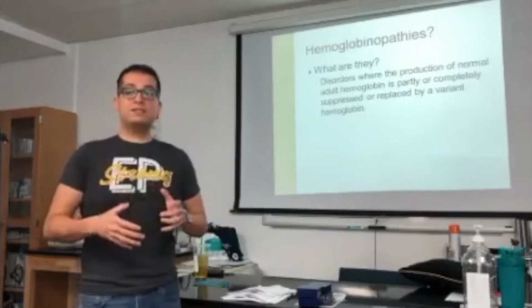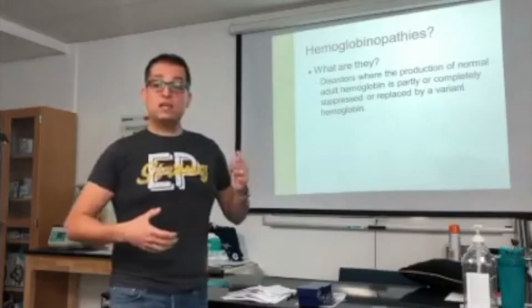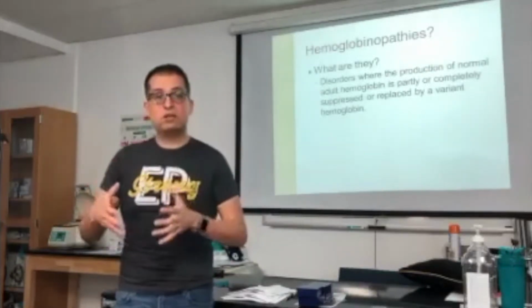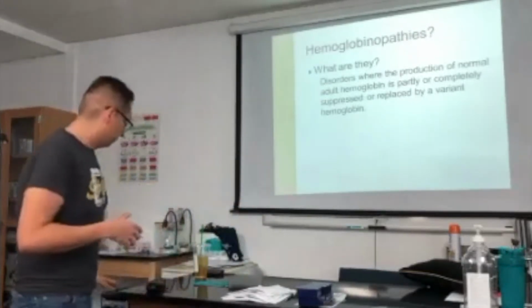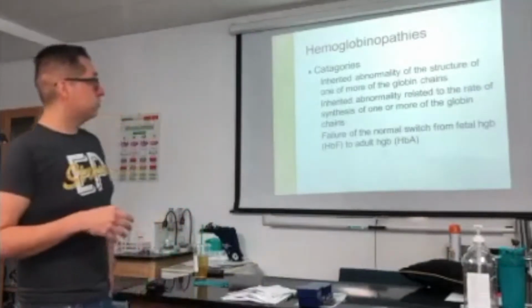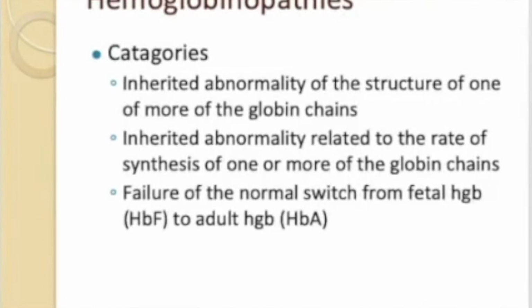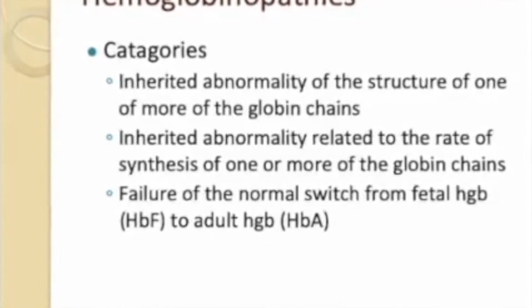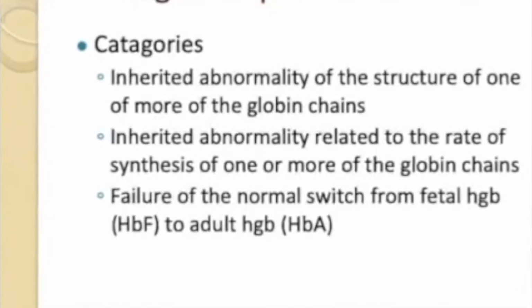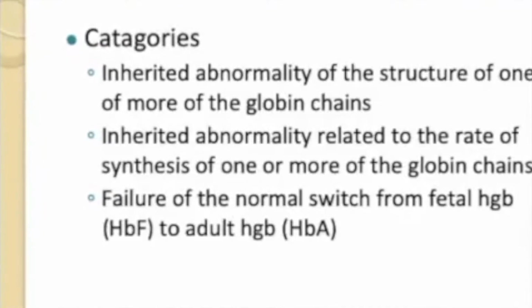So what we're saying is that there's a qualitative disorder with hemoglobin. That's what these hemoglobinopathies are. There's some abnormal structure to that hemoglobin. The way that we can categorize them is they're inherited abnormalities of the structure of one or more of the globin chains. It's an inherited abnormality related to the rate of synthesis of one or more of the globin chains, and it's failure of the normal switch from fetal hemoglobin to adult hemoglobin.